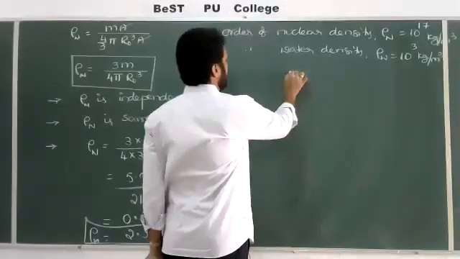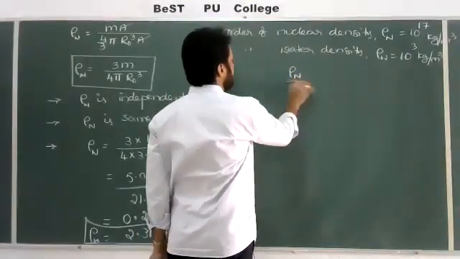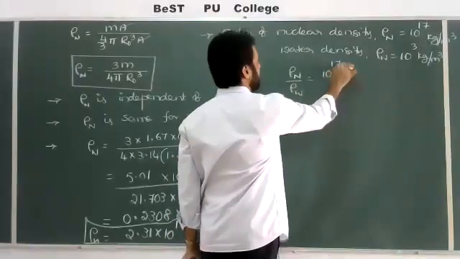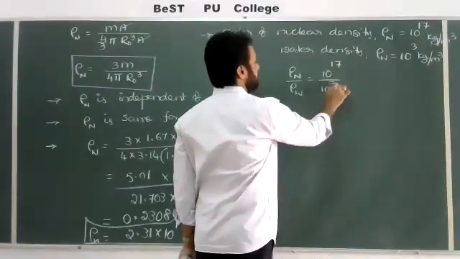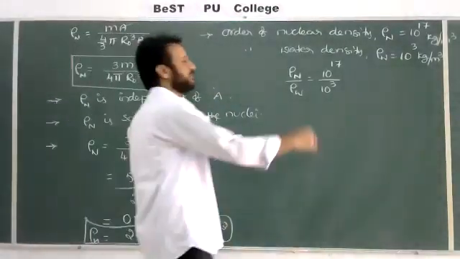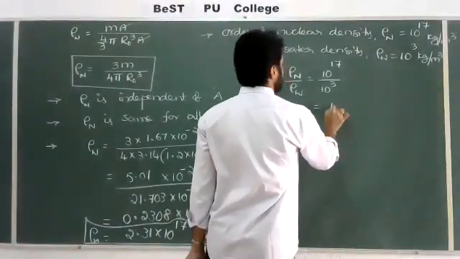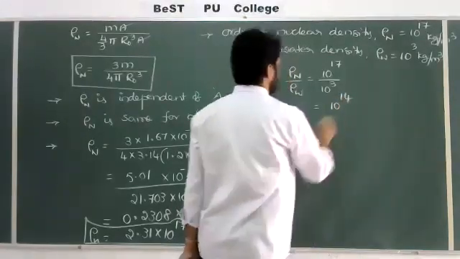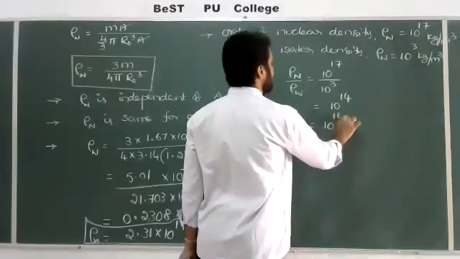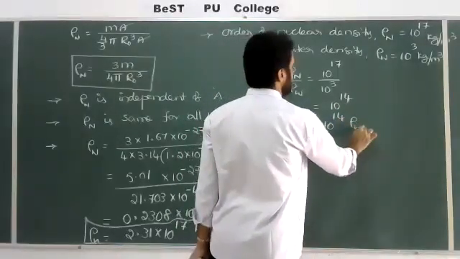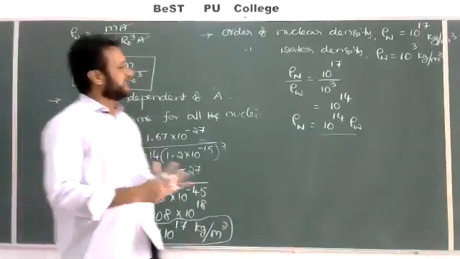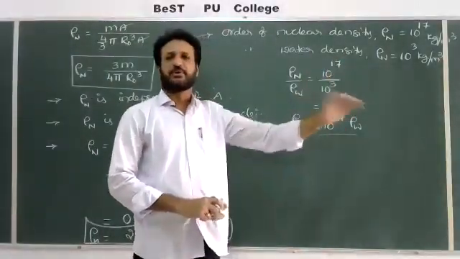If you divide both, what will we get? Density of the nucleus by density of the water is equal to 10 to the power of 17 by 10 to the power of 3. If we take 10 power 3 to the numerator, 10 power 14 we will get. 17 minus 3 equal to 14. So which is equal to 10 to the power of 14. That means nuclear density is equal to 10 power 14 times that of the density of the water. Check here, how many times nuclear density is more means 10 power 14 times more. Very, very large.